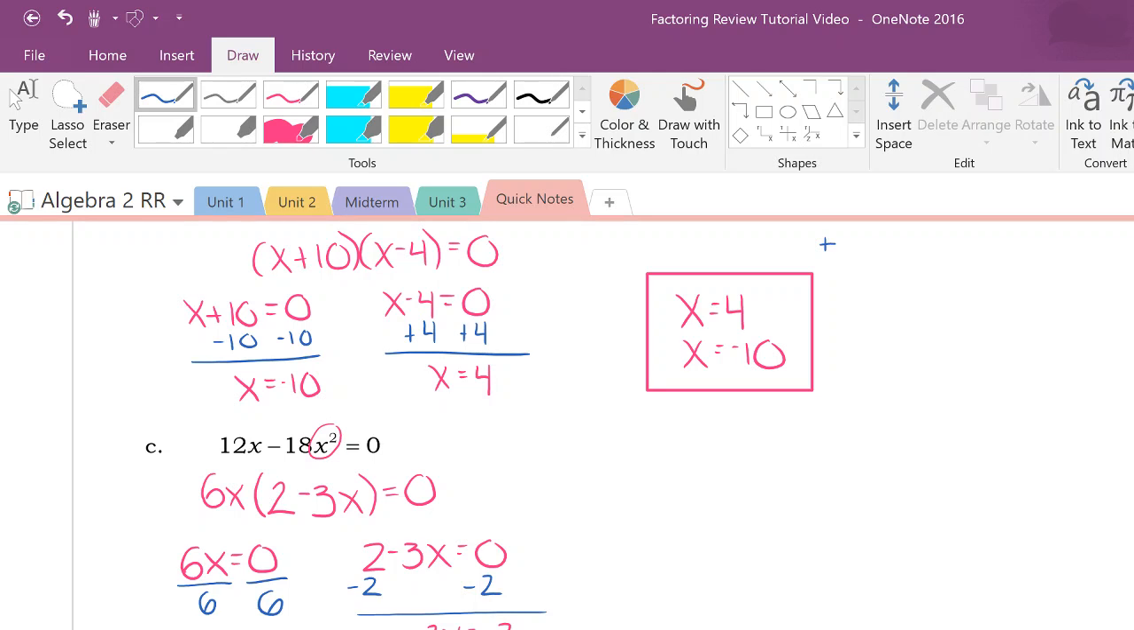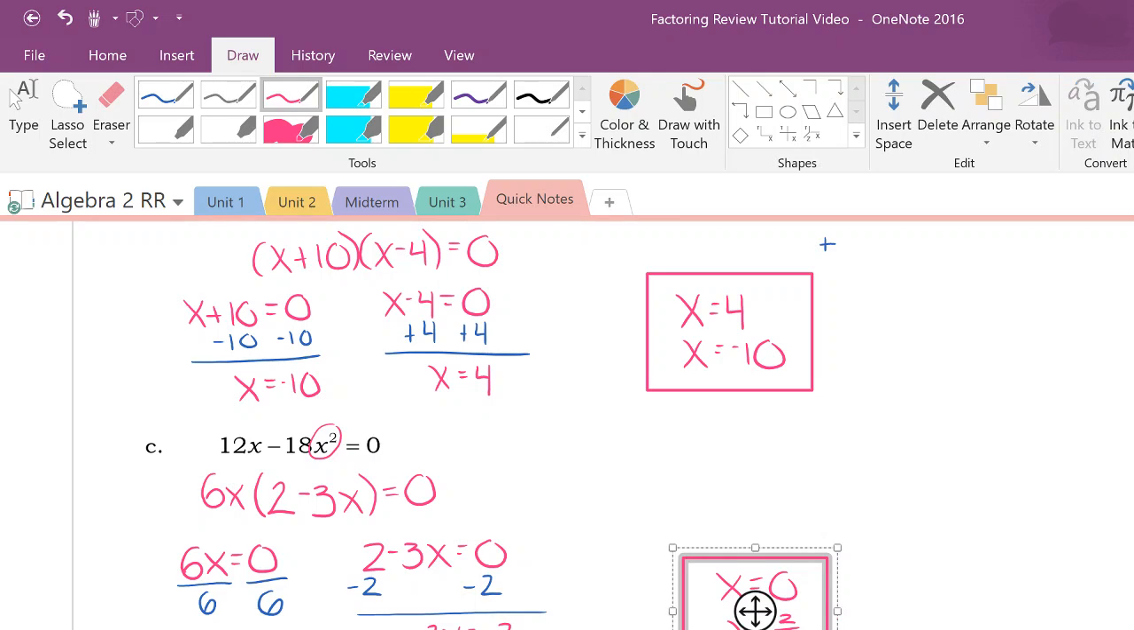And just be careful here, guys, okay? Don't make a silly mistake at the end. I have a negative divided by a negative, which will make a positive. 2 is not divisible by 3, so I will leave it as a fraction of 2/3. So my two answers here, x equals 0 and x equals 2/3. Box that up.